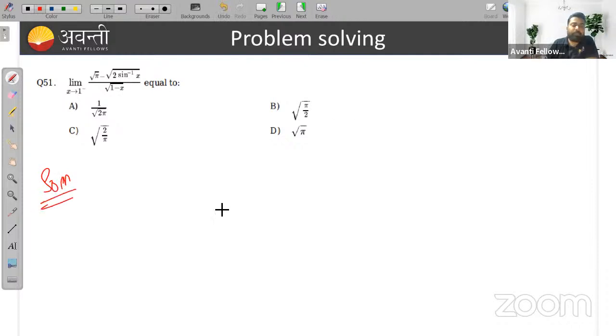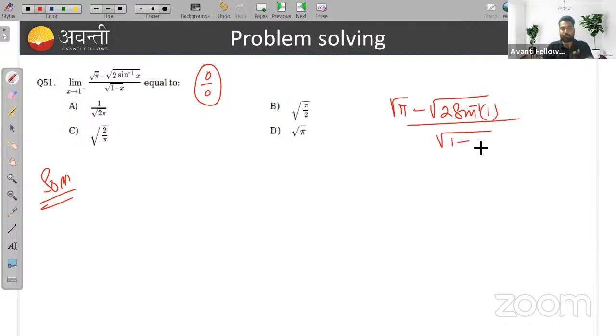The solution is actually, first check whether it is in the form of 0 by 0 or not. Yes. Why? Sine inverse of 1: root pi minus root of 2 sine inverse of 1. We know sine inverse of 1 is pi by 2, and 2 into pi by 2 becomes pi. So root pi minus root pi is 0. So it is in the 0 by 0 form. Okay. So when we have 0 by 0 form, we can apply the L'Hopital rule.